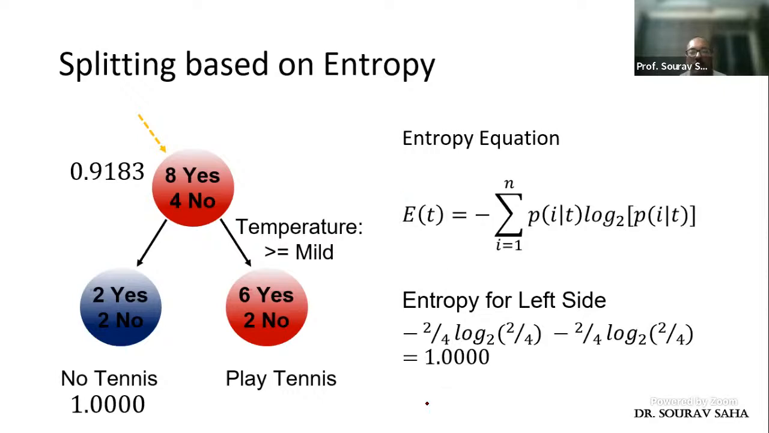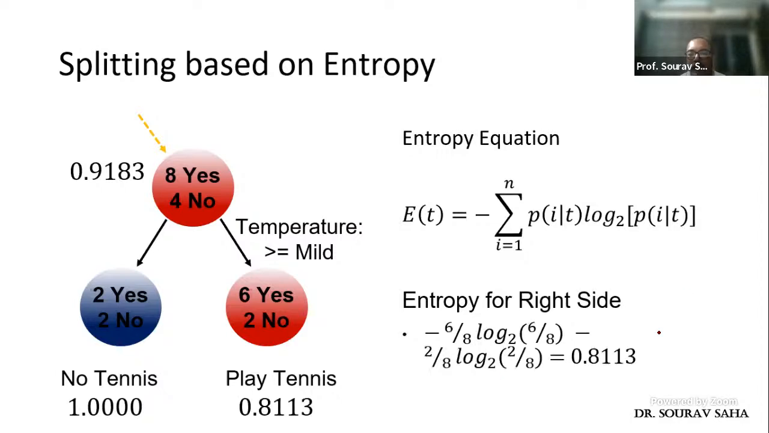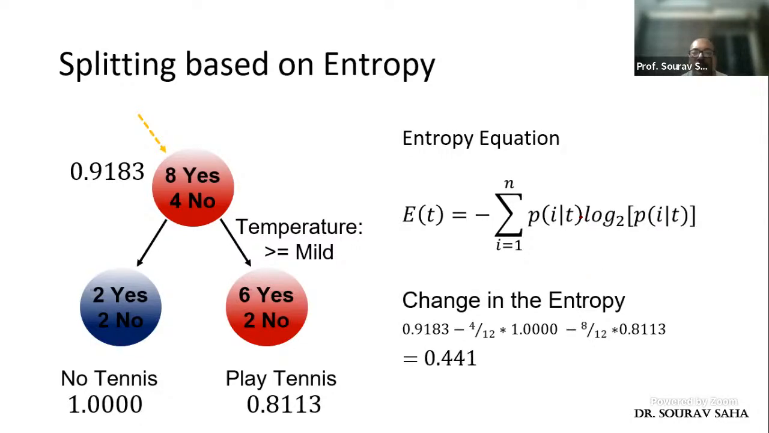So again, the entropy for the left-hand side, as I said, is 1. For the right-hand side, if I calculate the entropy, that will be 0.8113, right? The same formula has been applied. If we calculate the change in entropy once again, this is the change in entropy, 0.441, right? By splitting on temperature, I see a significant reduction in the impurity value which we get.